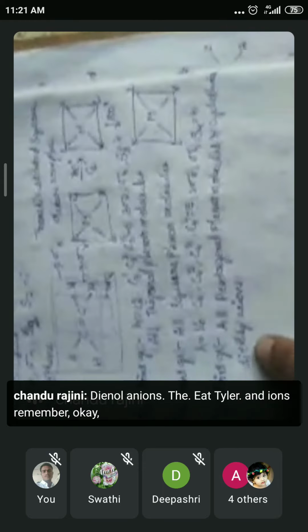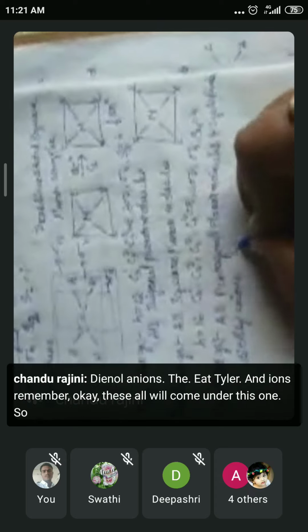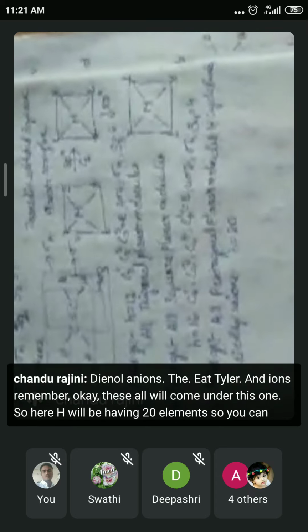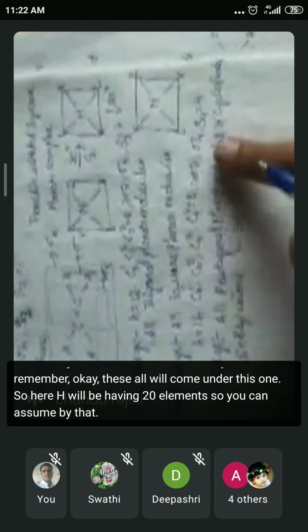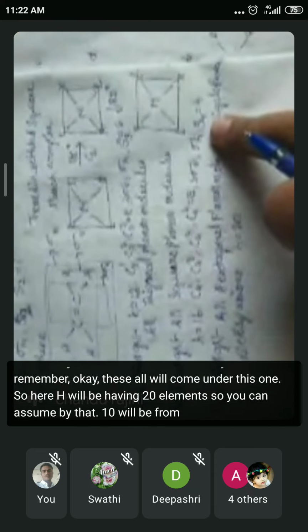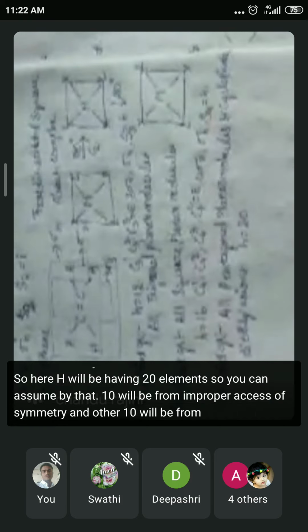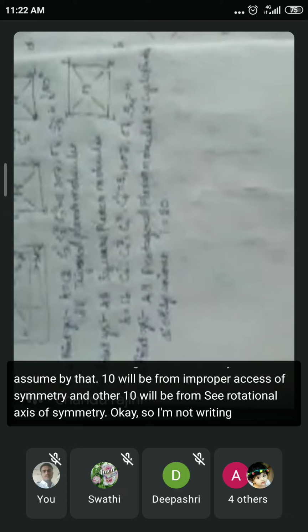Diethyl anions, remember. These all will come under this one. So here h will be having 20 elements. You can assume that 10 will be from the improper axis of symmetry and the other 10 will be from the C rotational axis of symmetry. So I'm not writing all those now.